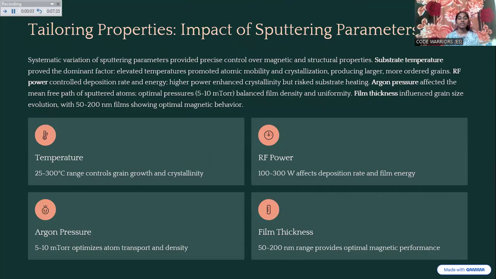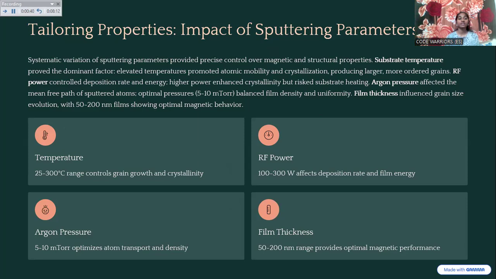Tailoring properties. Impact of sputtering parameters. Systematic variation of sputtering parameters provided precise control over magnetic and structural properties. Substrate temperature was the dominant factor. Elevated temperatures promoted atomic mobility and crystallization, producing larger, more ordered grains. RF power controlled deposition rate and energy. Higher power enhanced crystallinity but risked substrate heating.